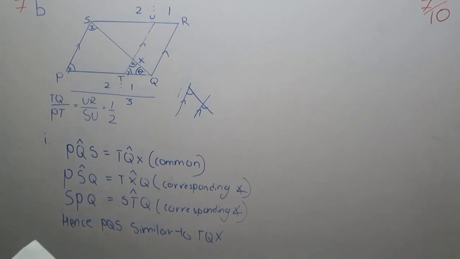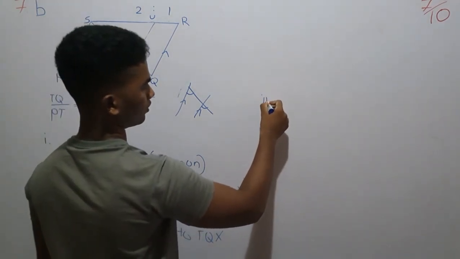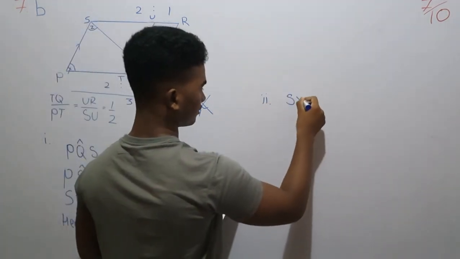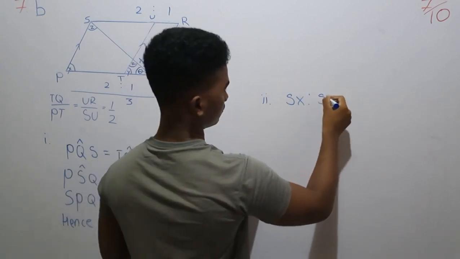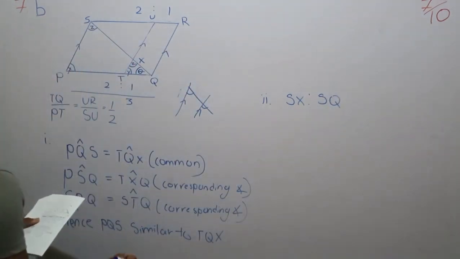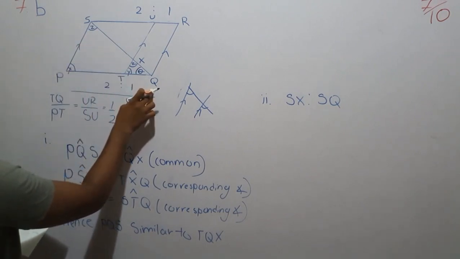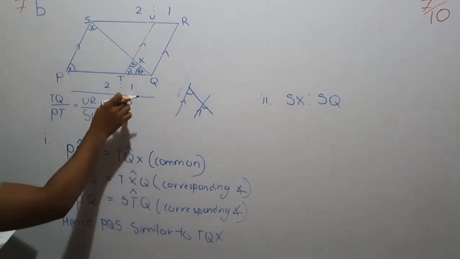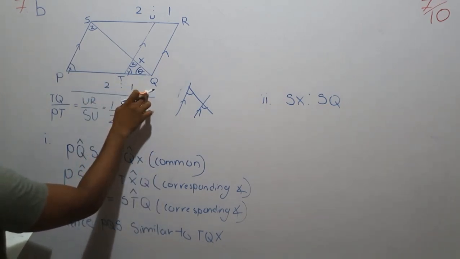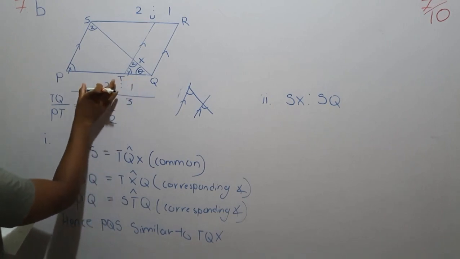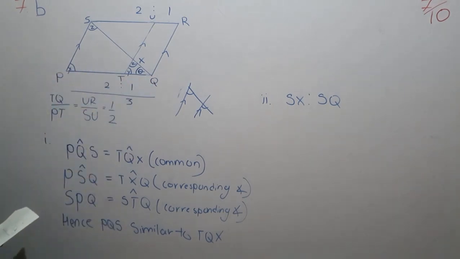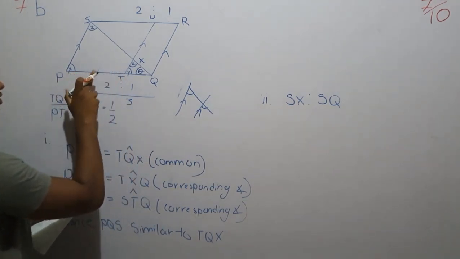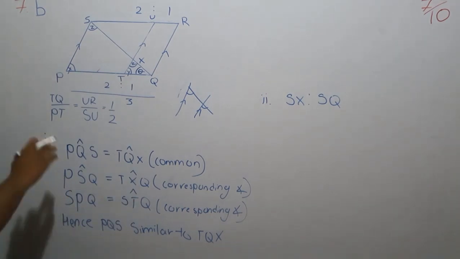Then Roman numeral 2. They ask the ratio between SX to SQ. So now this is 2:1. This is divided between 2:1. Now altogether there are 3 parts. So this again can be divided by half, right? So this is 1 point, 1 point, and 1 point. So altogether it makes 3.